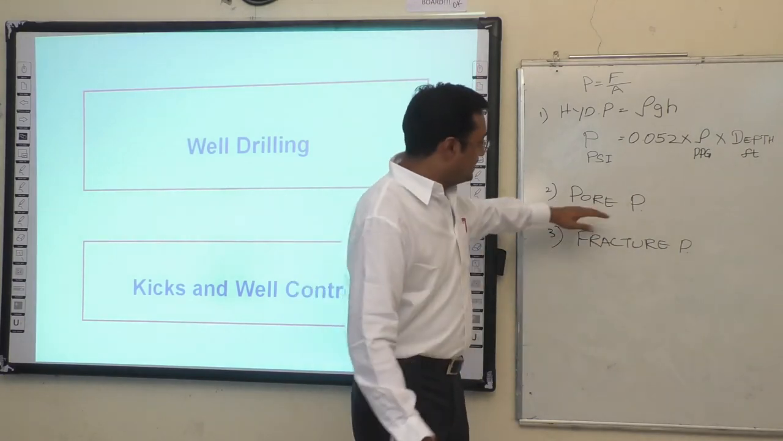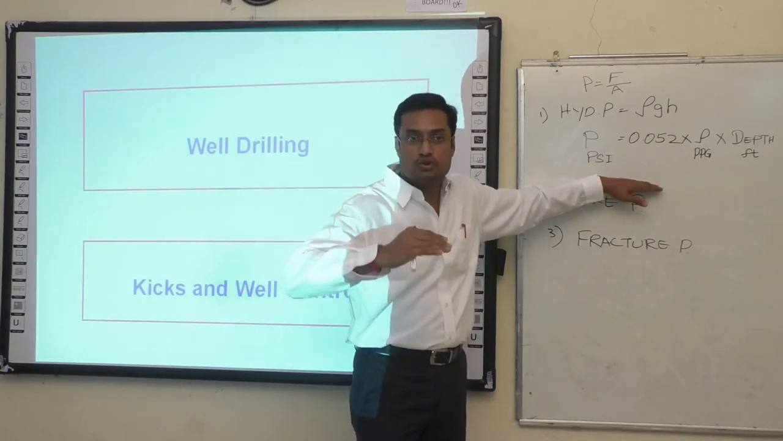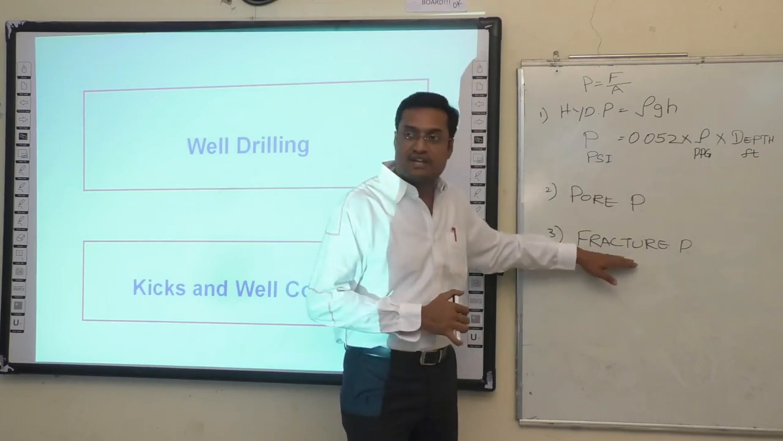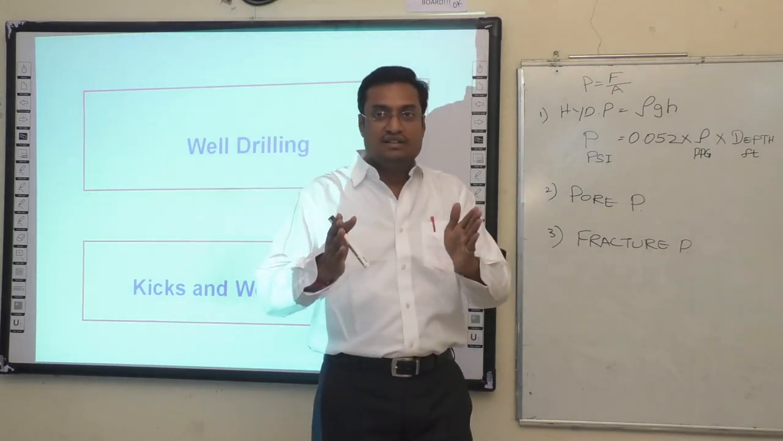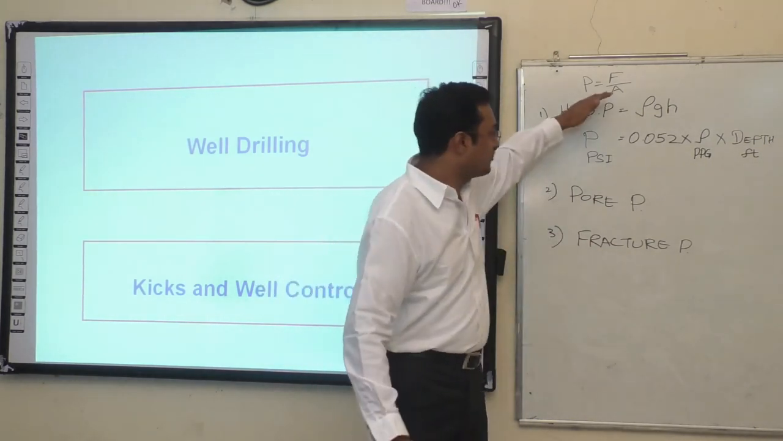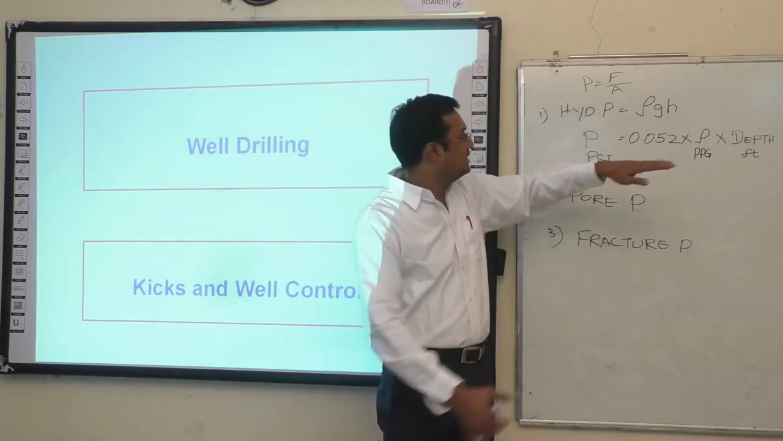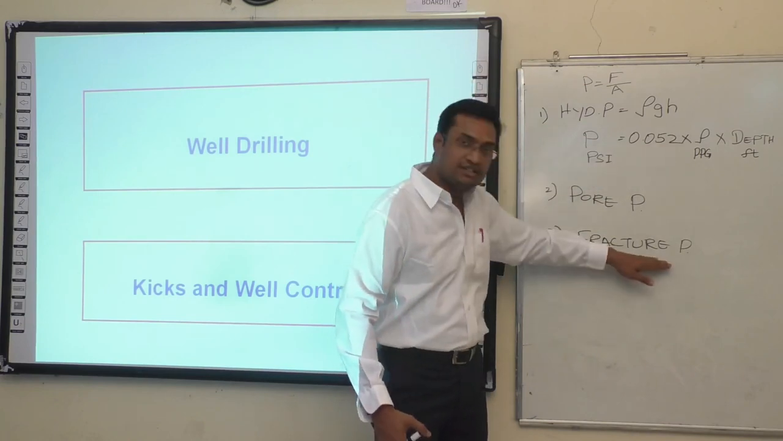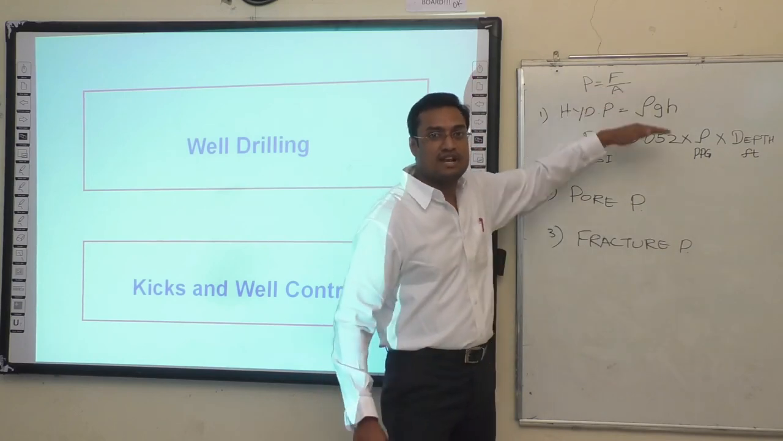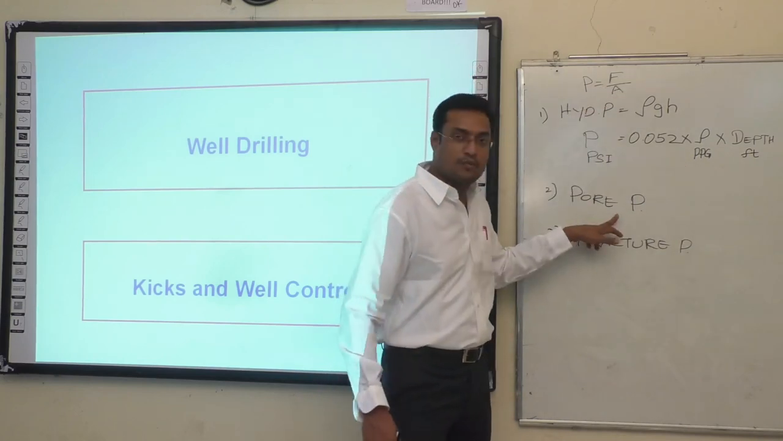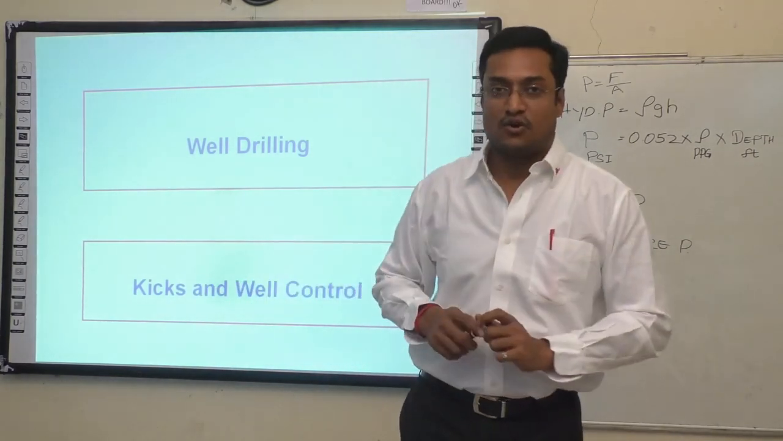Next, the same hydrostatic pressure should not be more than the fracture pressure. When it goes more than the fracture pressure, the formation breaks. When the formation breaks, the height of fluid that we are maintaining will reduce. The fluids, because of the fracture, will get into the formation. The hydrostatic pressure reduces, so we cannot control the pore pressure. The pore pressure is going to act on us. That is a well control problem.